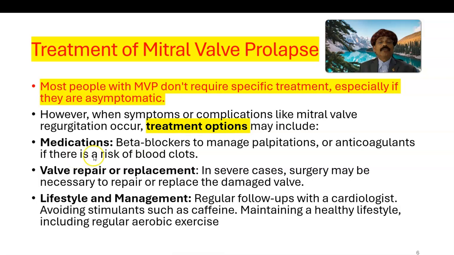If there is a risk of blood clot, or in severe cases, surgery may be necessary to repair or replace the damaged valve. It is done by a cardiac surgeon. For lifestyle and management: regular follow-up with a cardiologist, avoiding stimulants such as caffeine, and not lifting very heavy things. Maintain a healthy lifestyle, including regular aerobic exercise like walking, swimming, or maybe jogging at a tolerable level.